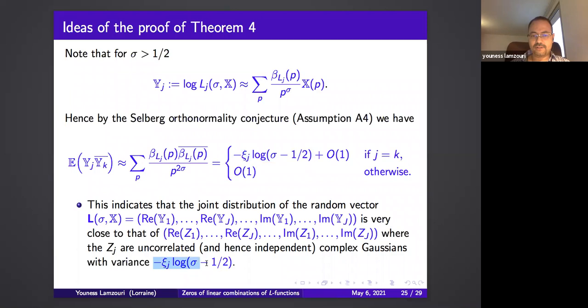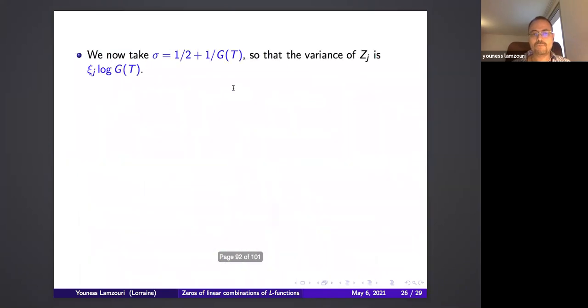And they have variances which are exactly what you get here, Cj log of 1 over sigma minus 1/2. So the key idea is to approximate, in fact, the joint distribution here by independent Gaussians with different variances. And in fact, this is in the spirit of Selberg's central limit theorem, except that here we have a precise estimate coming from a probabilistic random model. So if you take sigma to be 1/2 plus 1 over gt, the variance becomes Cj log gt.